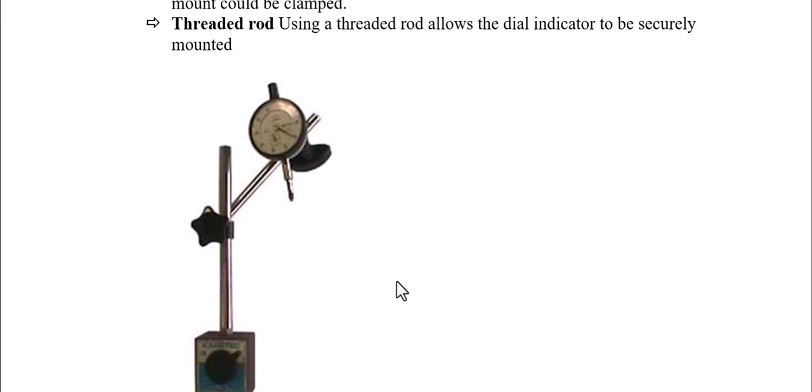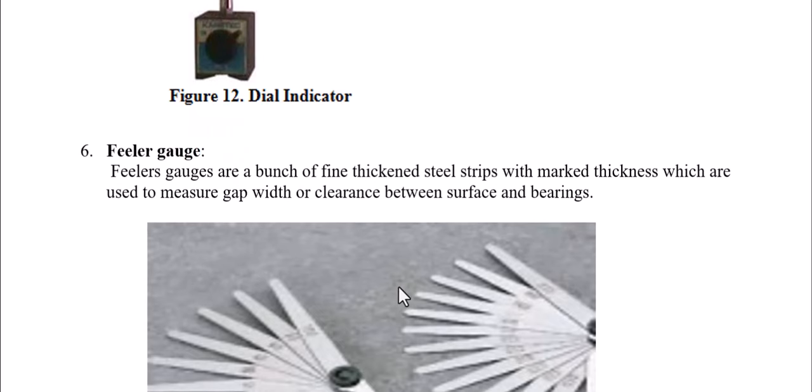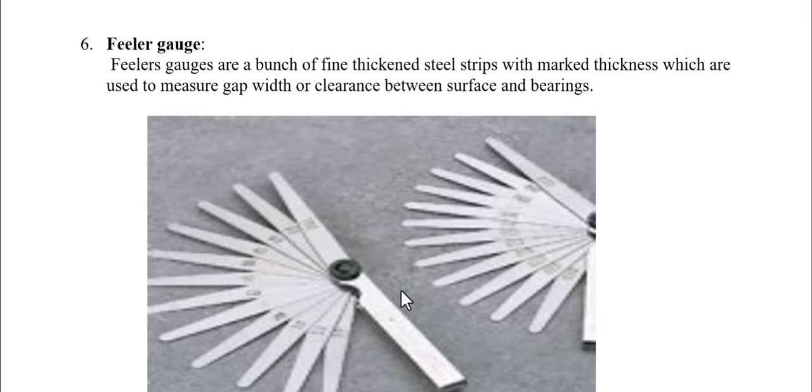We shall see during the practical how to use this dial indicator. We have what is known as a feeler gauge. This is a kind of strips, or fine strips, that is used to measure the gap or the thickness of a gap. It is mostly used when you are measuring the sparking plug gap, or a certain clearance between one piece and another, or one part of the machine and another.